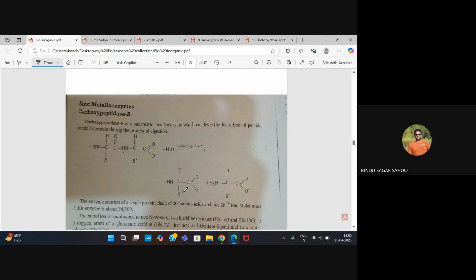So the function of carboxypeptidase is to hydrolyze, or I can say to break the peptide chain from the C terminal site. From the C terminal site.